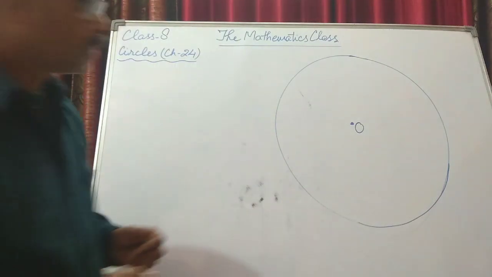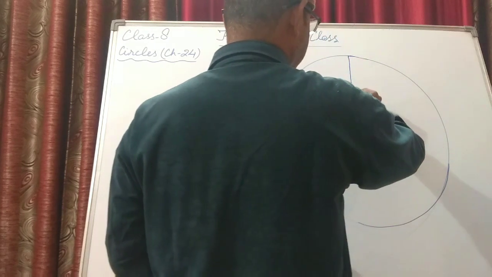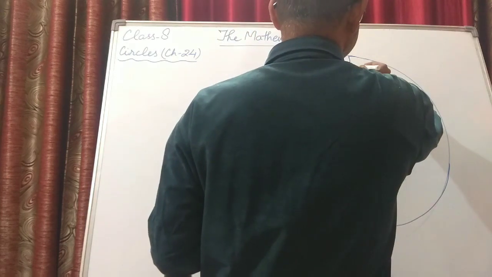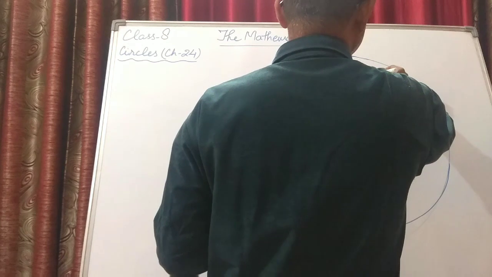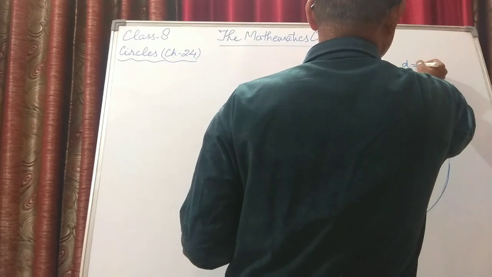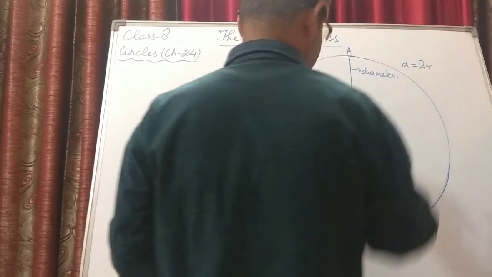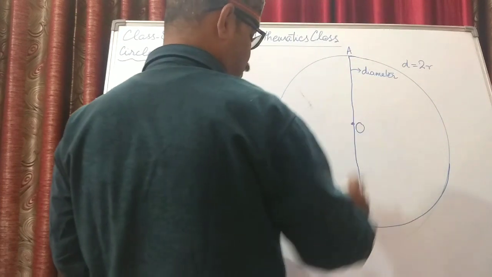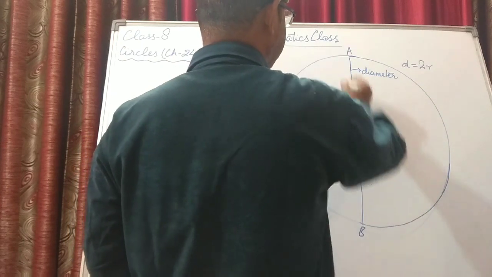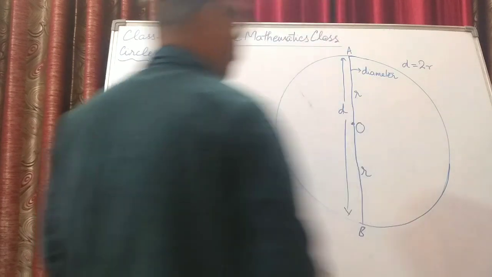First of all, I'll draw a straight line which joins two points on the circle and it passes from the center. So this is known as diameter. It is denoted by small d, and it is always 2 times the radius, because from O to, let us say, A, and O to B. O to B is radius and O to A is radius. So this total makes out to be diameter.